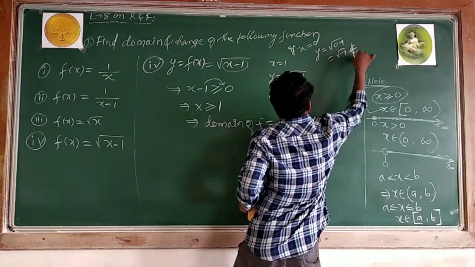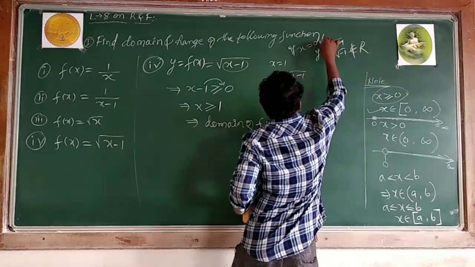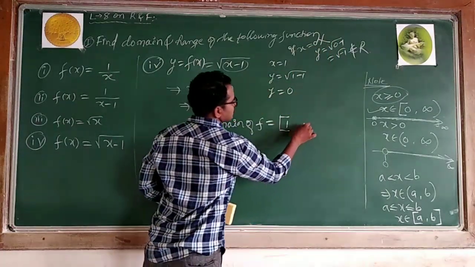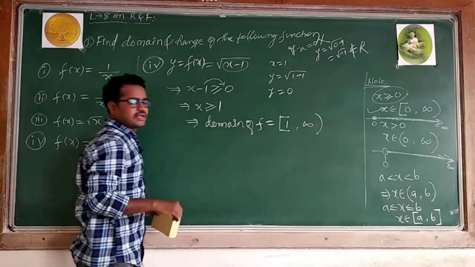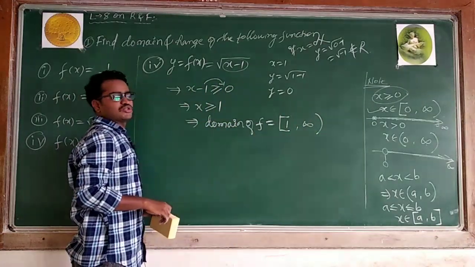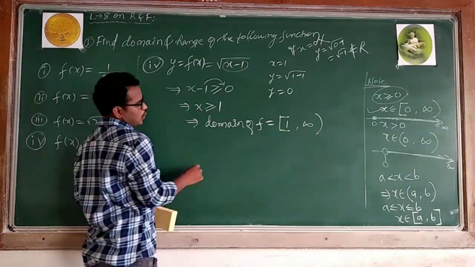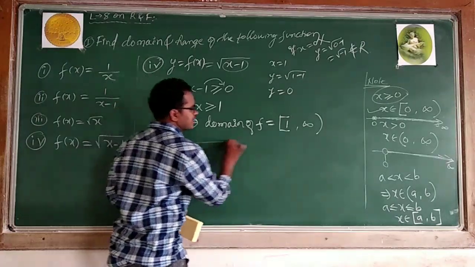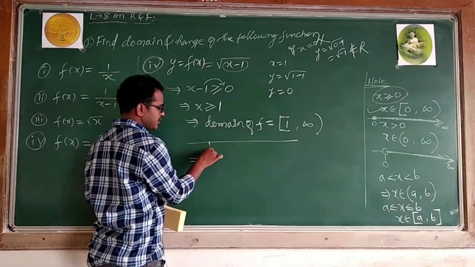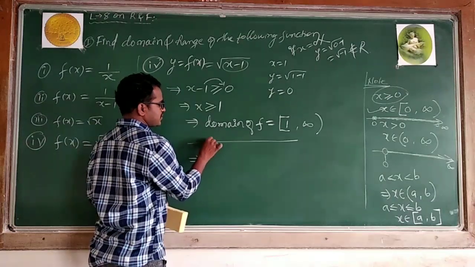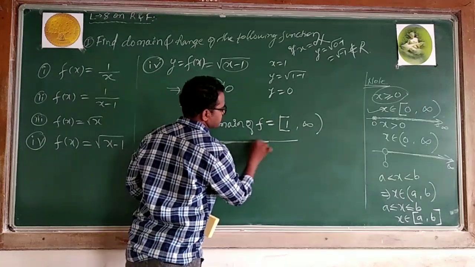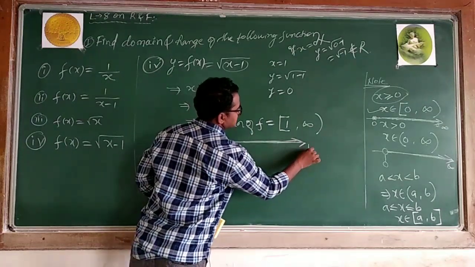Under the root, minus 1 does not belong to the real numbers, so we can't take 0. For that reason, the domain is 1 to infinity. This is the interval, meaning x goes from 1 to infinity. What is the range? If you want to use a number line, 1 is here and it goes onwards, up to plus infinity.